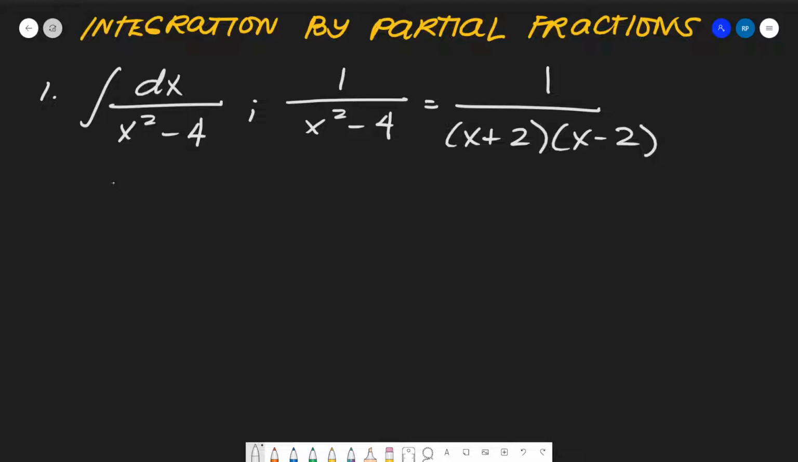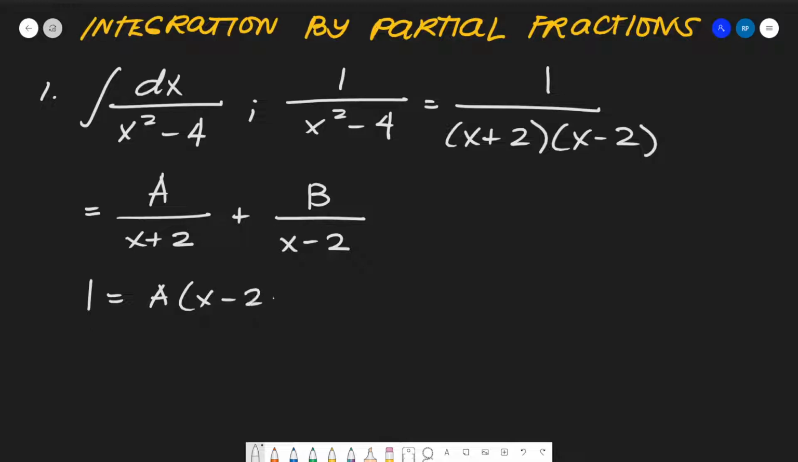Then we are going to assign a decomposition. The numerator is always one degree lower than the denominator. When we have linear factors like this, it will be decomposed as A over x plus 2 plus B over x minus 2. Then we make an equation to solve for A and B. We have 1, the numerator of the original, equal to A times (x minus 2) plus B times (x plus 2).